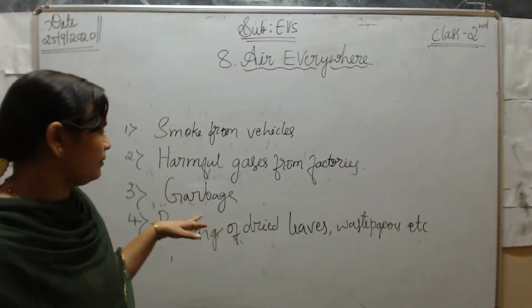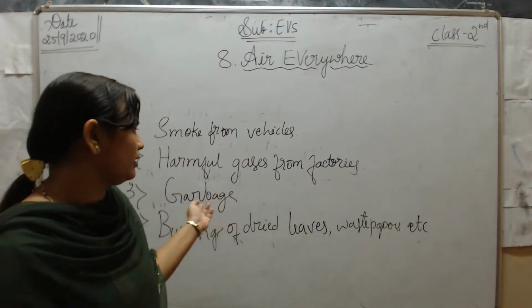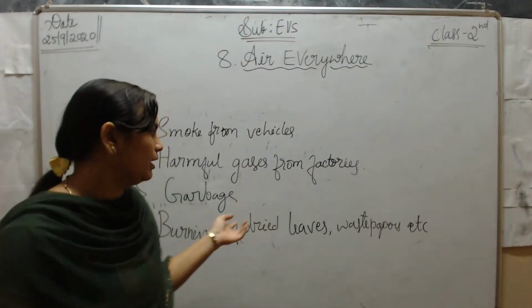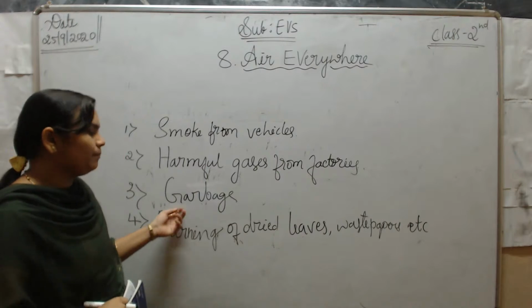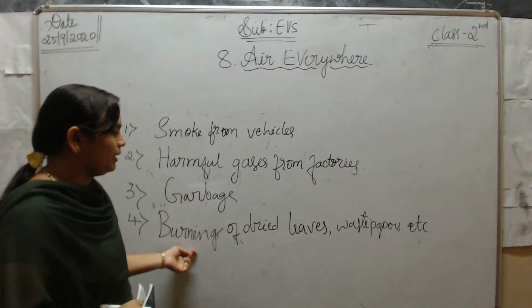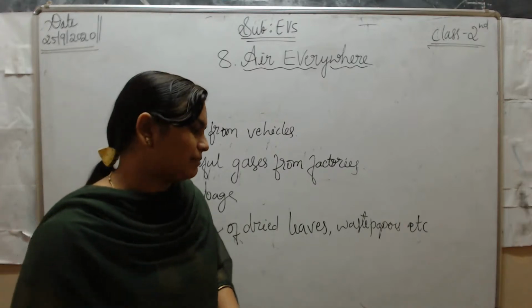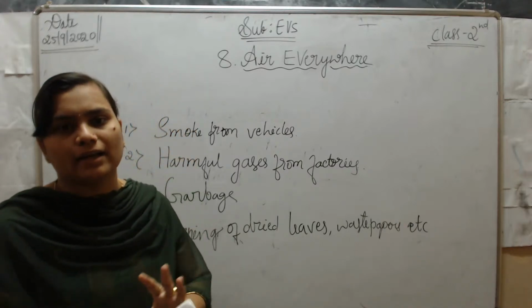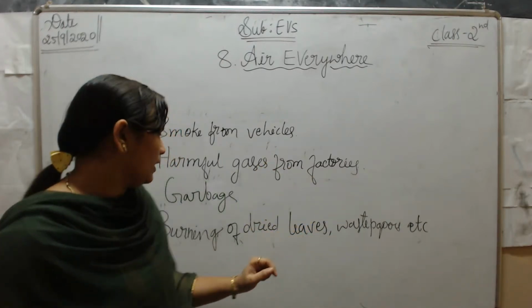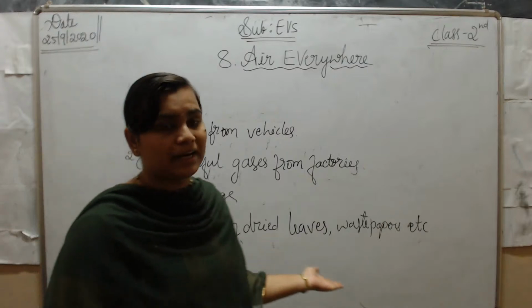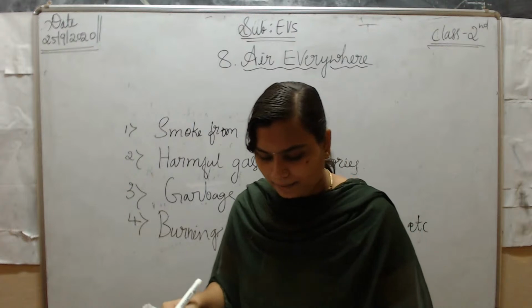It becomes polluted. Next, garbage. Waste things also cause a bad smell. These are causes of air becoming polluted. Then burning of dried leaves, waste papers, etc. When a sweeper sweeps the road and collects the garbage at one side, they will burn it. That's why burning dried leaves and many things causes air pollution.